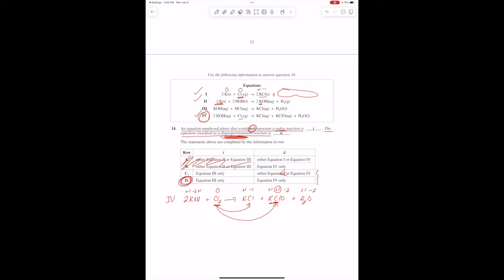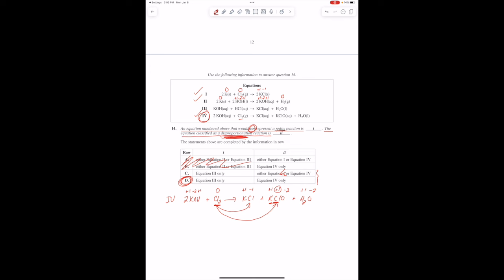Now, just for fun, let's just see here. This is 0. Plus 1, minus 2, plus 1, plus 1, minus 2, plus 1, 0. So the K is going 0 to plus 1, and there's no other K's. The H's didn't change at all, and the O is going from a minus 2 to a minus 2, so no change there, and a minus 2 to a 0. So it's not doing both. So the only answer here is D.